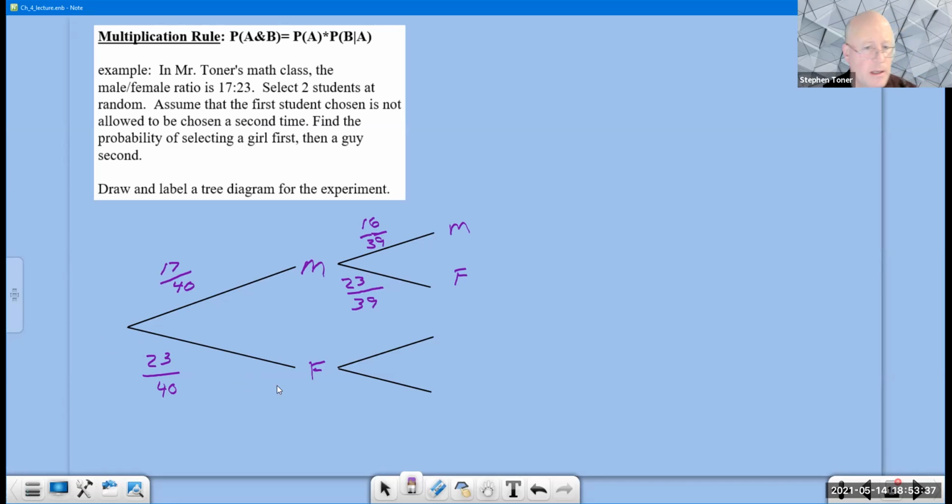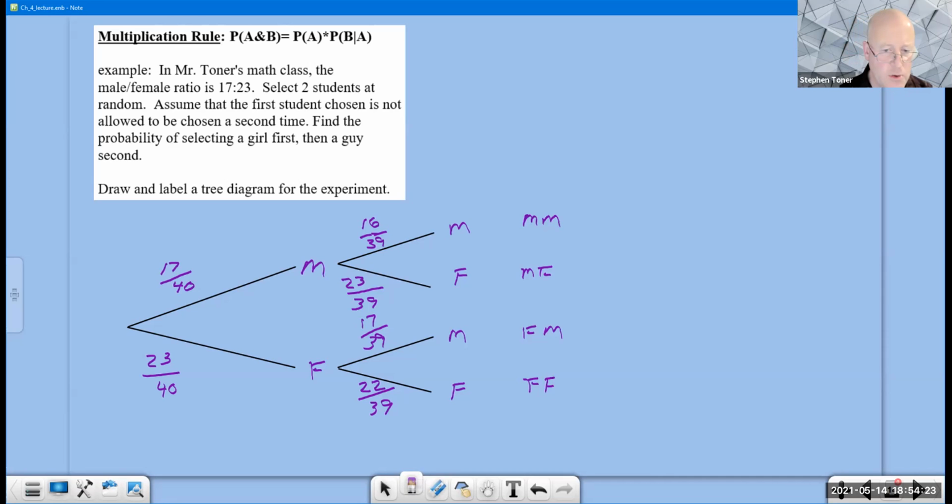If we chose a female on the first person, then we can either choose a male or a female on the second drawing. And again, the denominators will be 39 because the first person cannot be chosen a second time. If we chose a woman, there had been 23, but one of them was selected. The female count is down to 22, but we still have all 17 men. So the sample space for this problem would be man followed by man, man followed by woman, woman followed by man, or woman followed by woman.